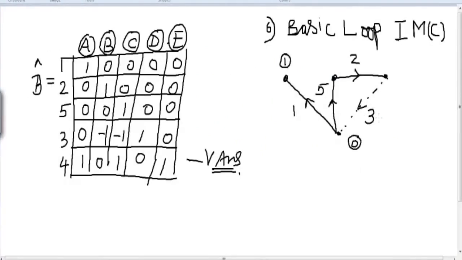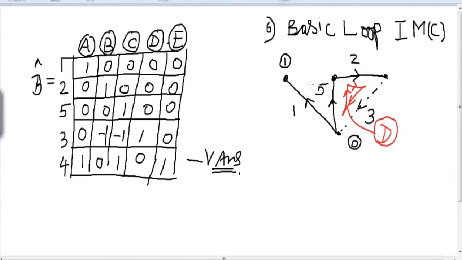Now when I close this link, there will be a formation of loop. Let us check what the loop is. The loop is formed in this way, and the direction will be in this way. The branches 1, 2 and 5 are already named A, B, C, so the name of this loop will be D.